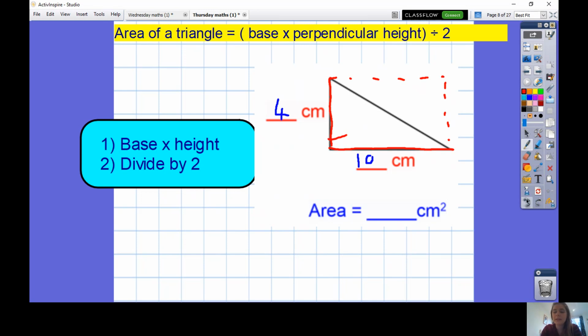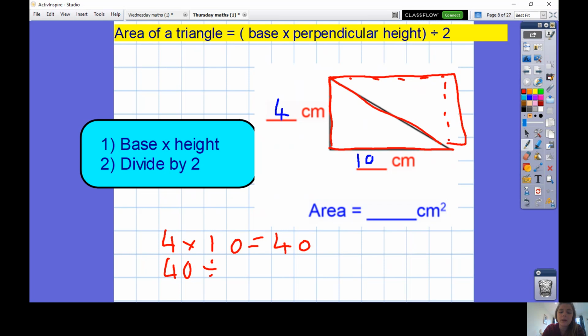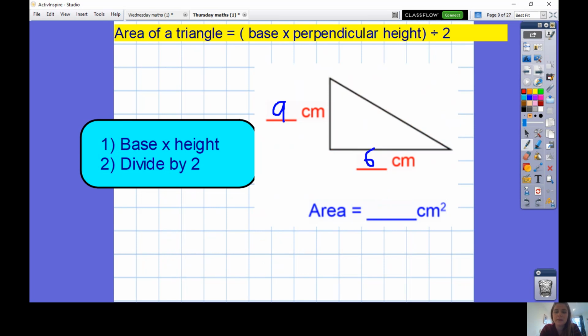So two steps then, nice and simple. Do the base times the height, so that's 4 times 10 is 40. That would be the area of the entire rectangle, but I don't want the entire rectangle, so I divide it by 2. 40 divided by 2 is equal to 20 centimetres squared. Base times height, divide by 2. Very, very simple formula, which we just need to follow in two steps.